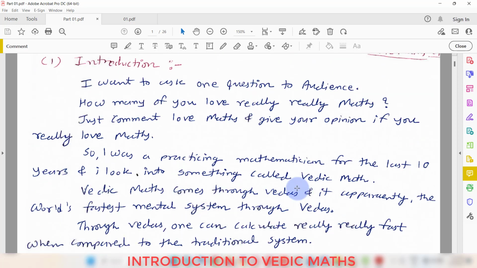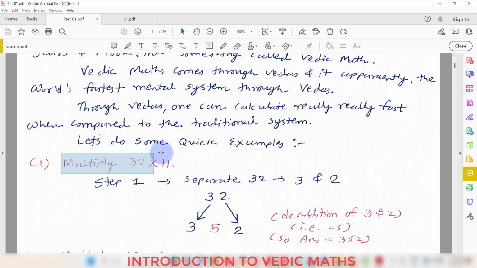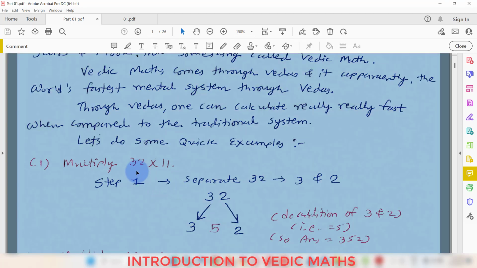If I just give you some theoretical background, you won't really believe in these concepts, right? So let's have some practical examples. We will go for example number 1. I want to multiply 32 times 11. Okay, so what is the technique?